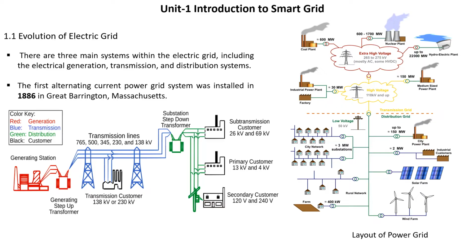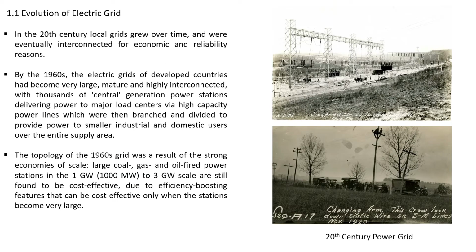Initially, power is generated at a power generating station, transmitted via transmission lines, and distributed to the customers through the distribution line. The first alternating current power grid was installed in 1886 in the USA. In the 20th century, local grids grew over time and were eventually interconnected for economic and reliability reasons.